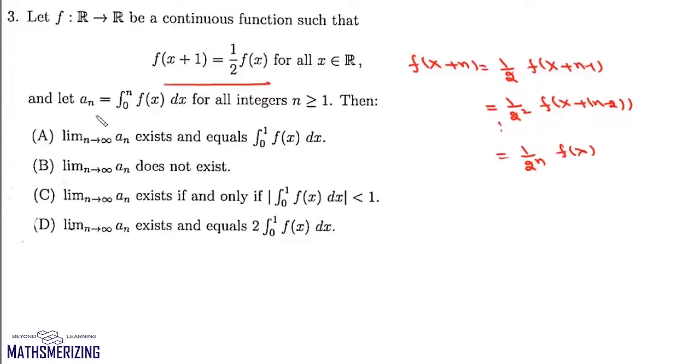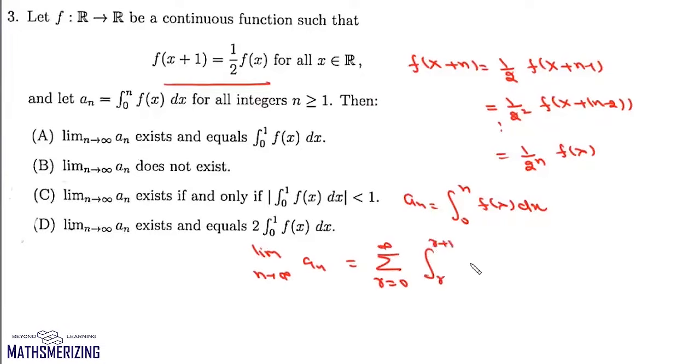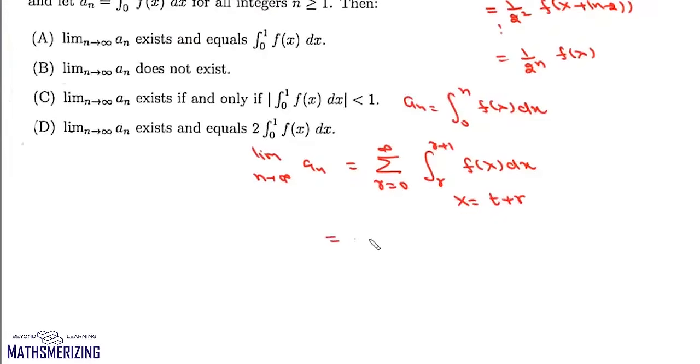Now we need to find this integral an, which is from 0 to n of f(x) dx. Now we need to find the limit n tends to infinity of an, which is the summation r varies from 0 to infinity of the integral from r to r plus 1 of f(x) dx. Now what we'll do is, we'll replace x with t plus r, then we can write this as the summation r varies from 0 to infinity, and here the integral will be from 0 to 1.